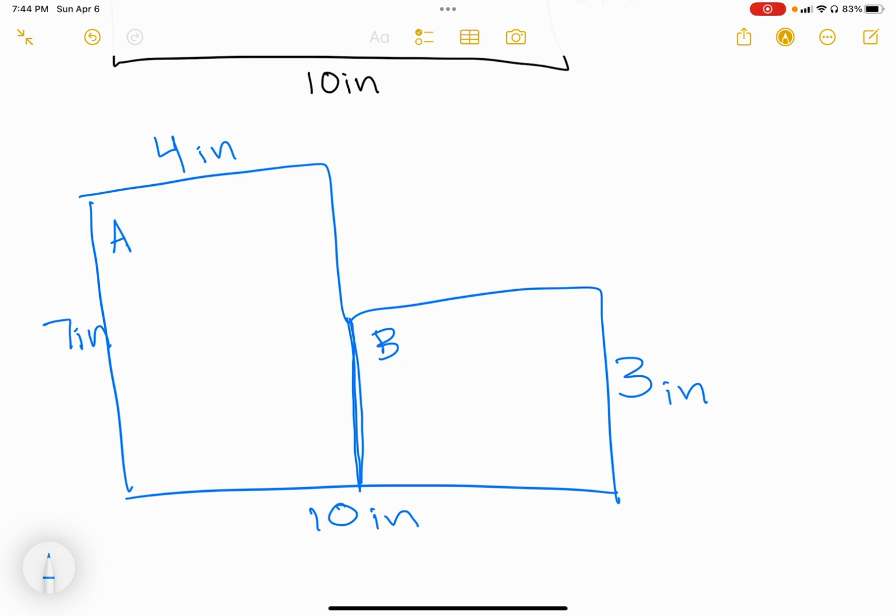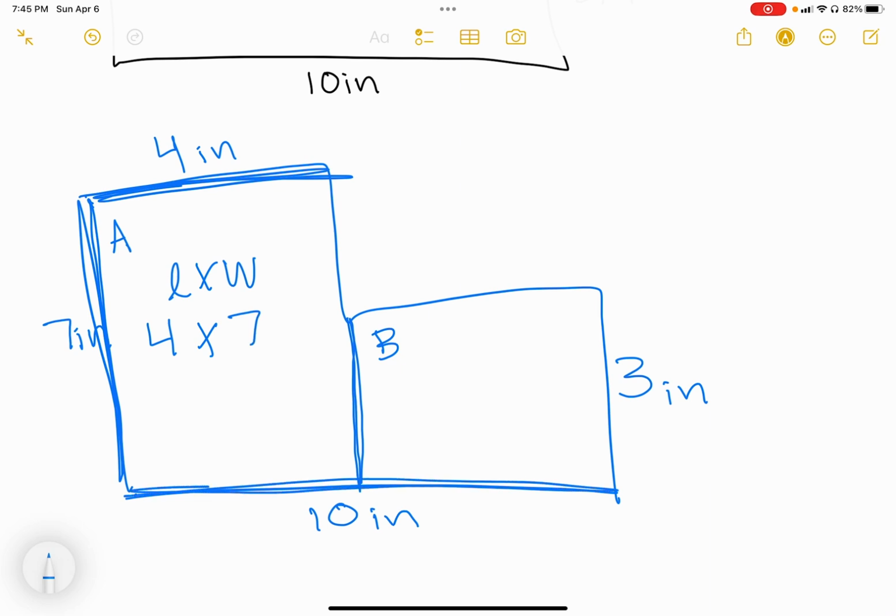So that's step one. Step two is I need to identify the length and width of each rectangle. If I look at rectangle A, I see three numbers around that rectangle. I see 4, 7, and 10. I need to decide which ones to use. I know that for area, I do length times width. My length of this rectangle is 4 inches. So I'm going to do 4 times my width, which is 7. I'm not using the 10 because the 10 is for this entire distance right here.